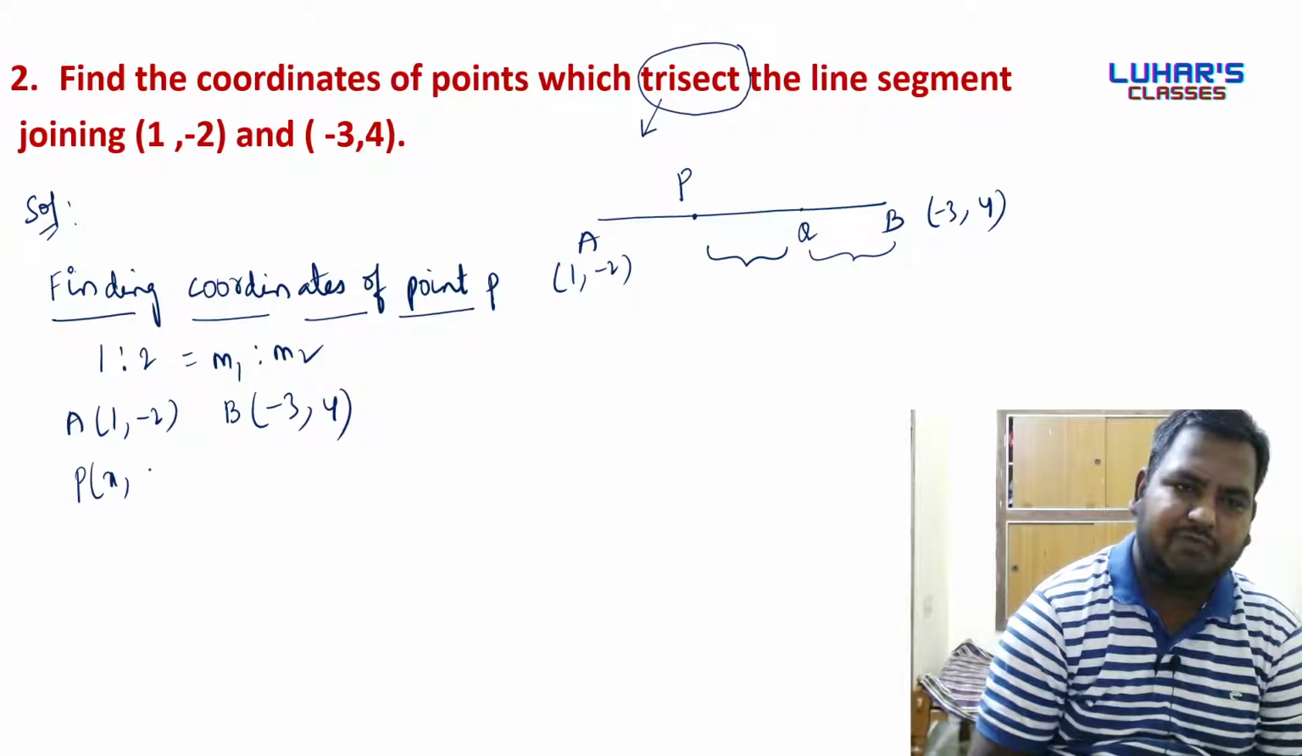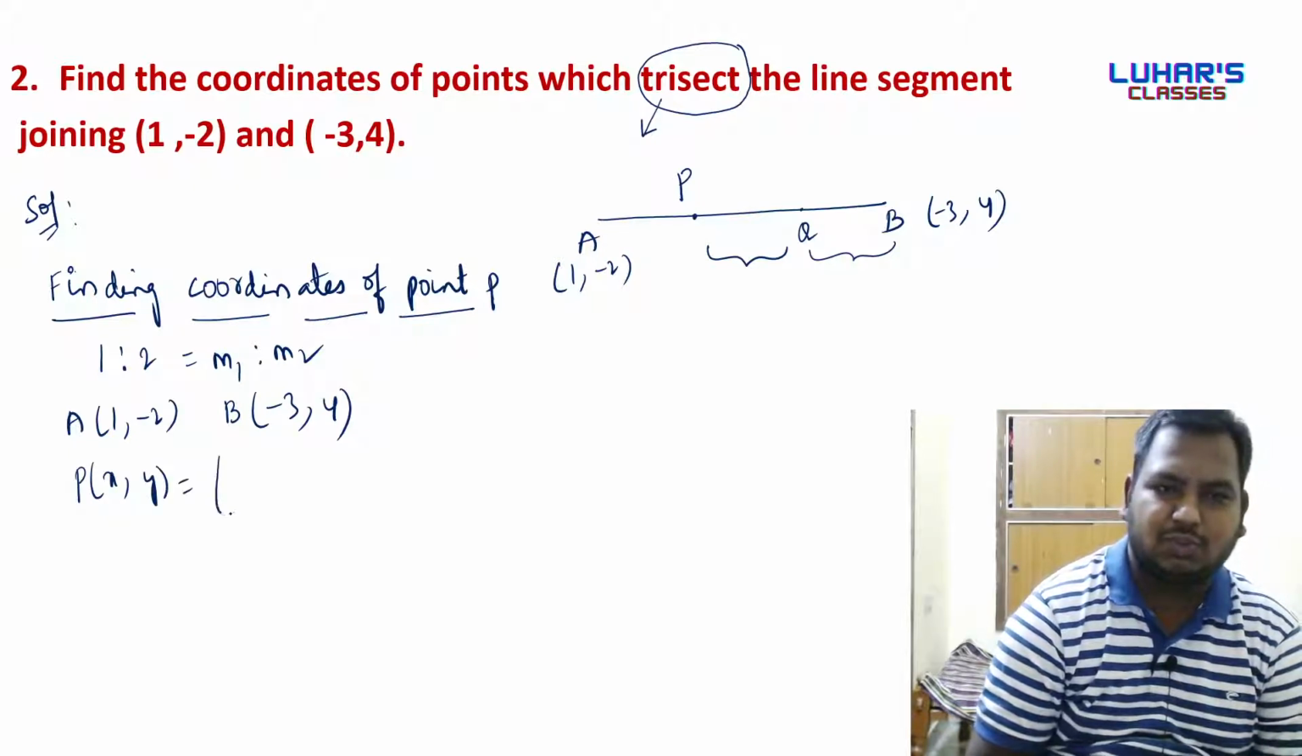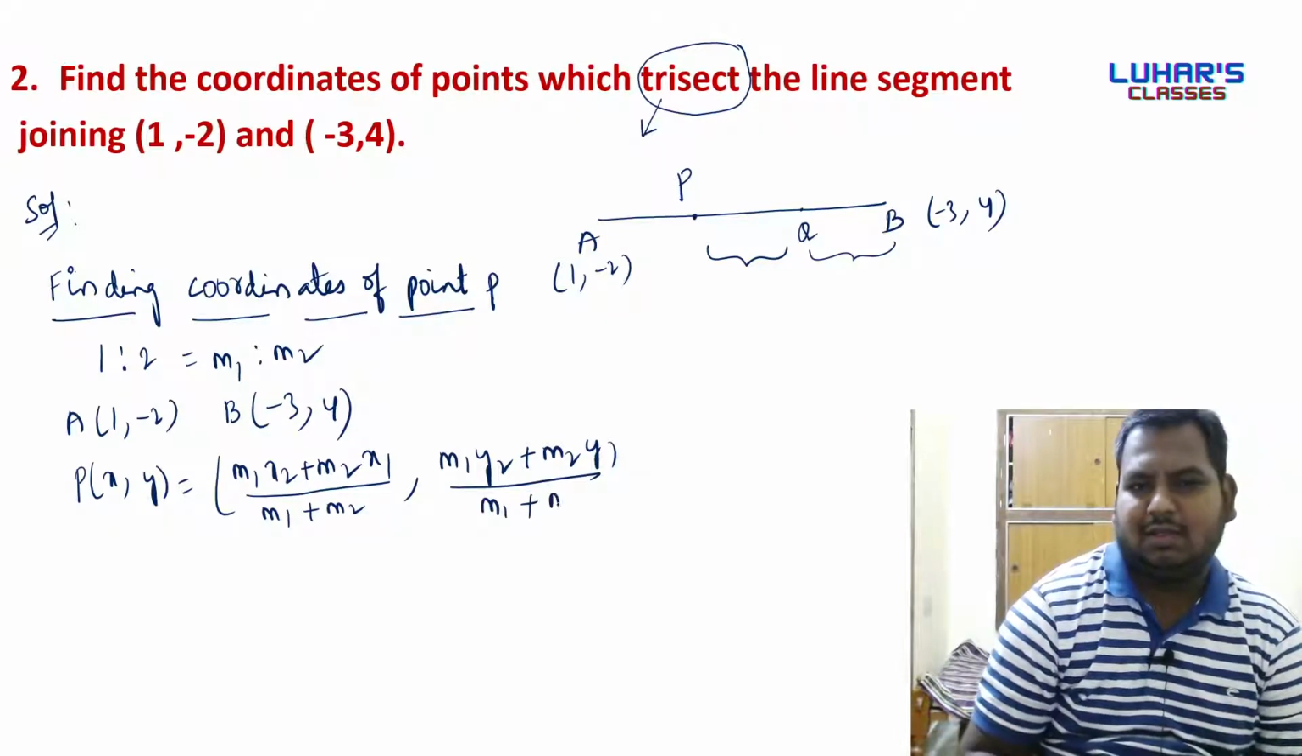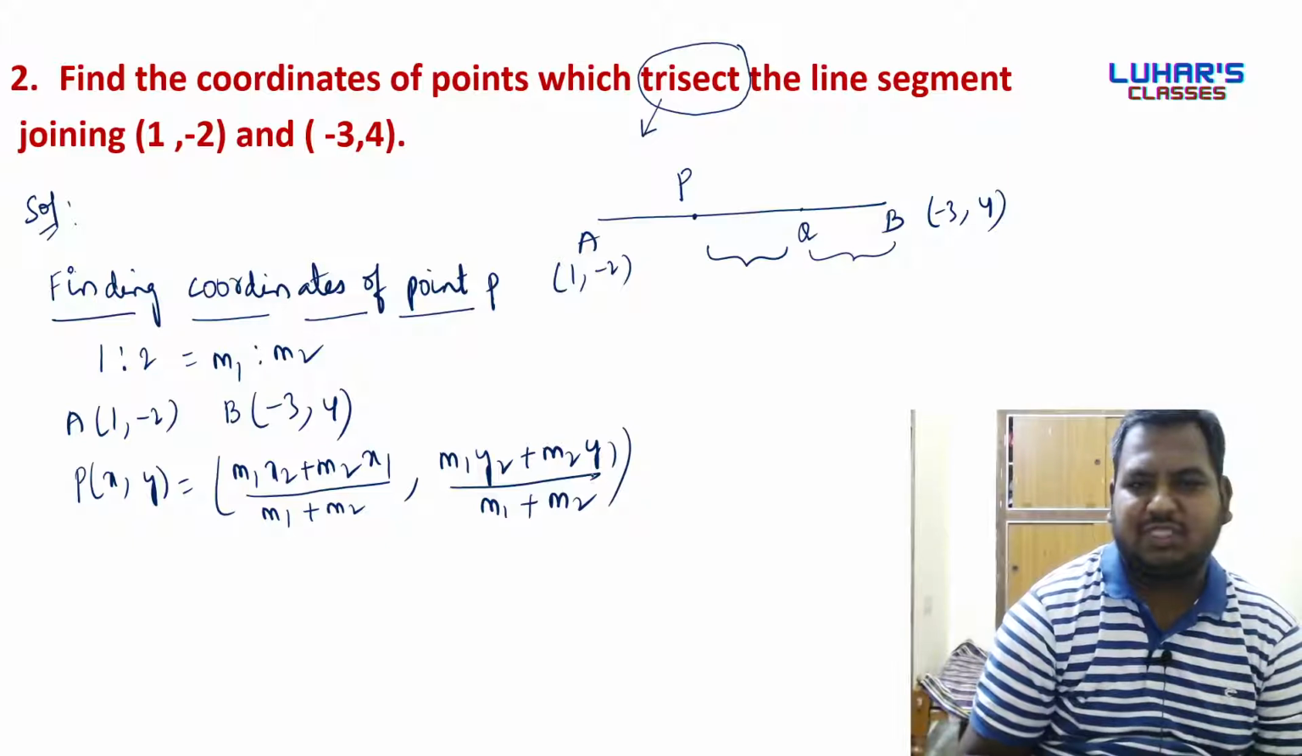So P(x, y) is equal to, what is the formula? The formula we have learned just now: (m1 x2 + m2 x1) / (m1 + m2), comma, (m1 y2 + m2 y1) / (m1 + m2). This is the formula. Right. Now we substitute the values.